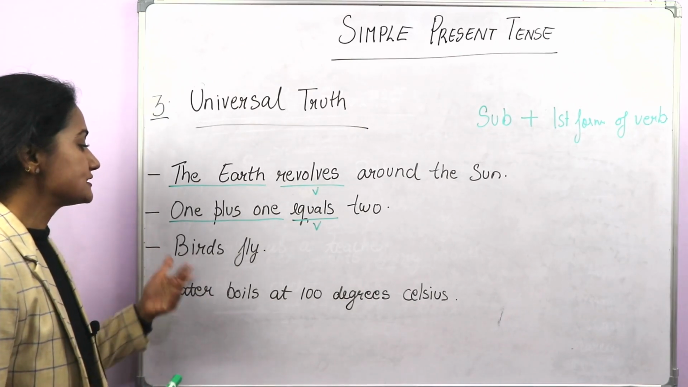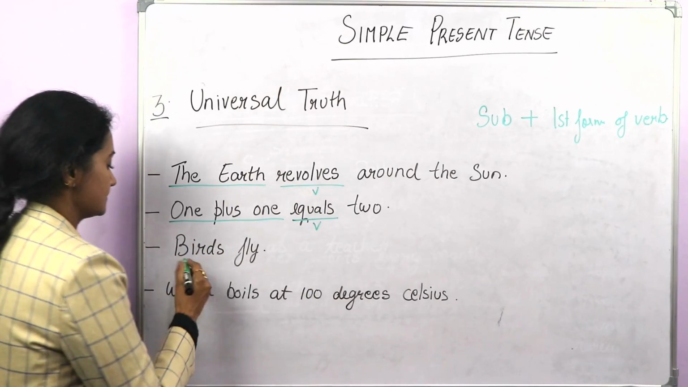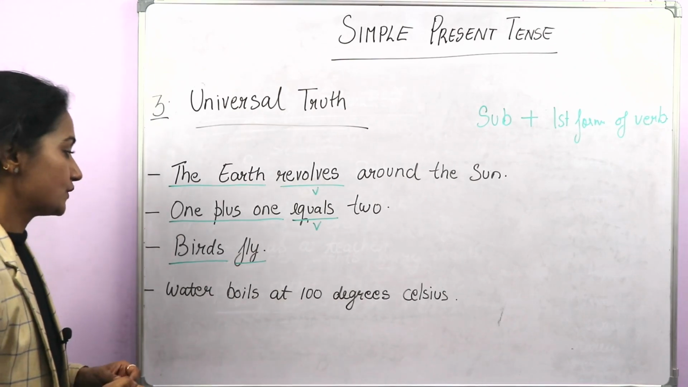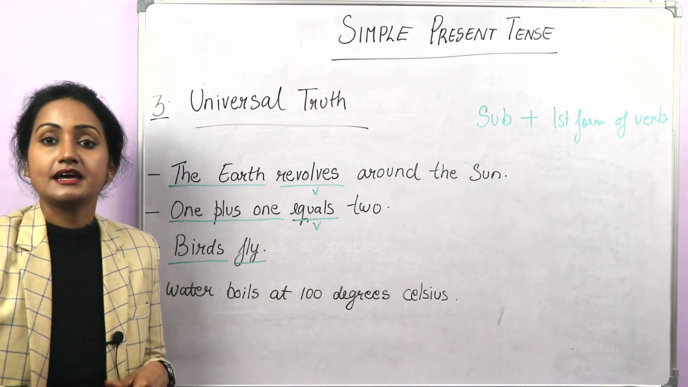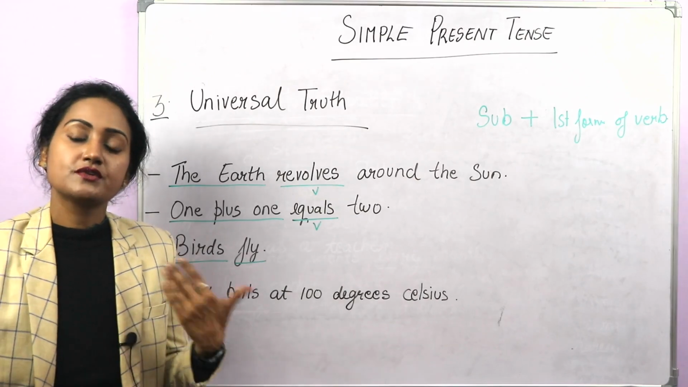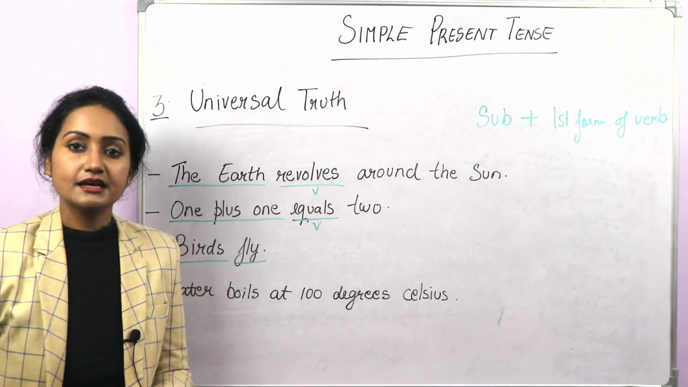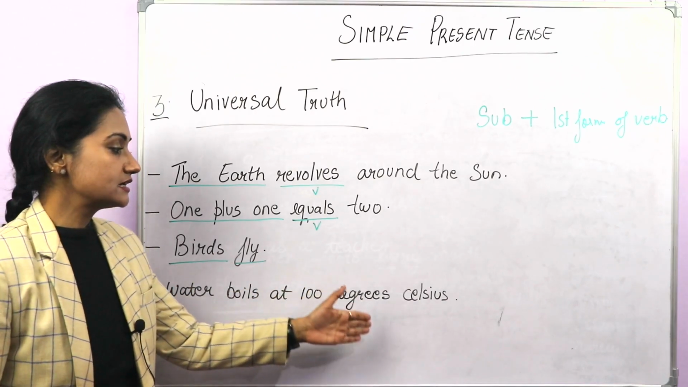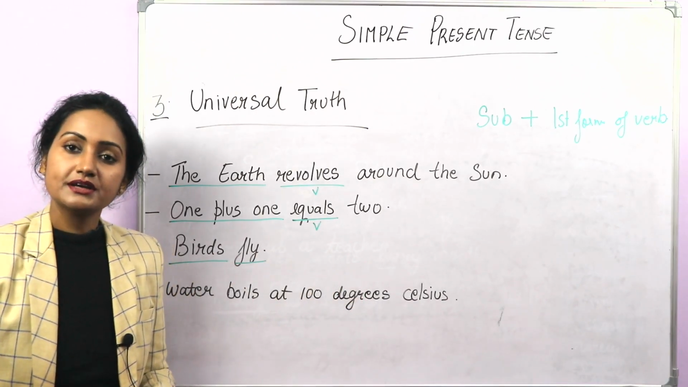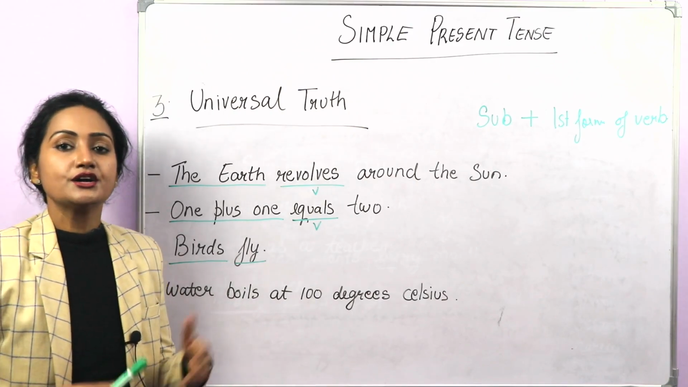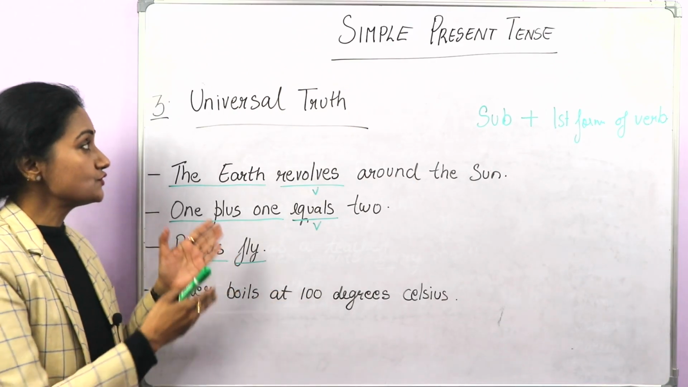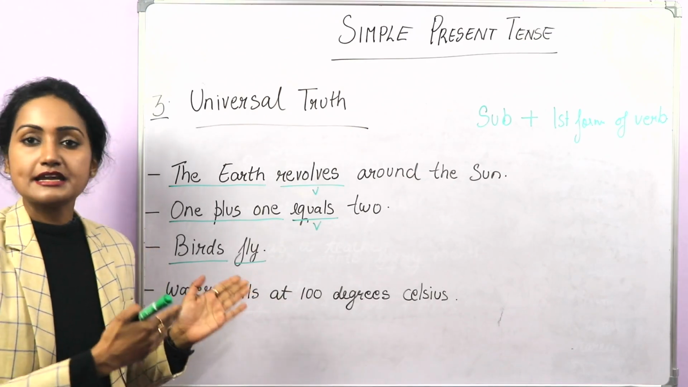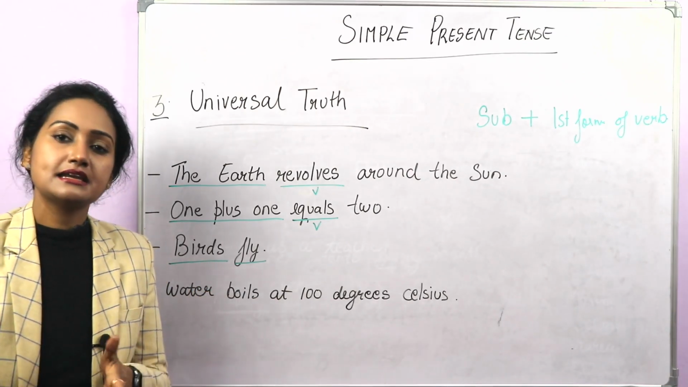Next is birds fly. So the subject is birds, fly is first form of the verb. Again, this is not a hidden thing. Everyone knows that birds fly. So it's a universal truth. Water boils at 100 degrees Celsius. Again a permanent situation, a universal truth. So whenever you have these kinds of sentences, you have to use simple present tense. You can never frame these sentences in any other tense.